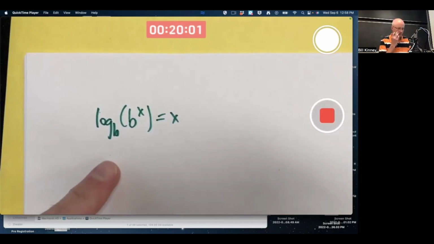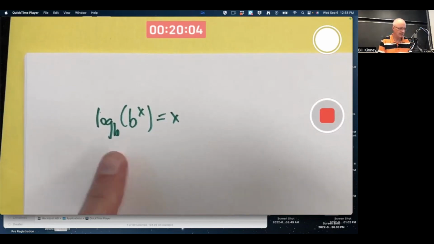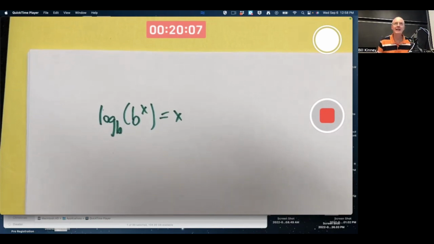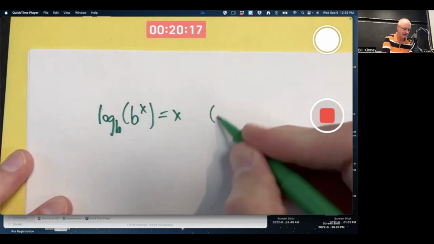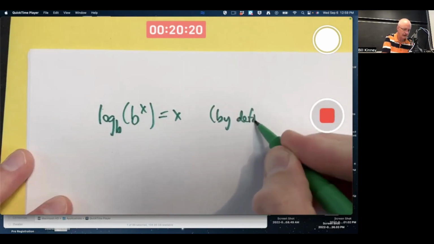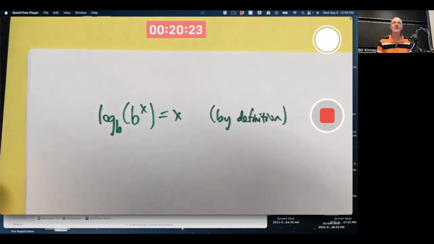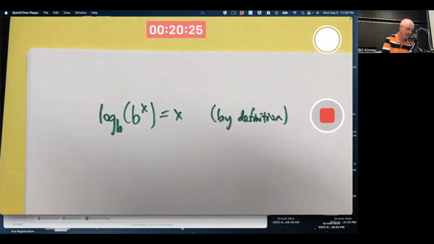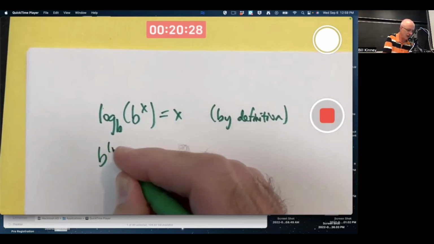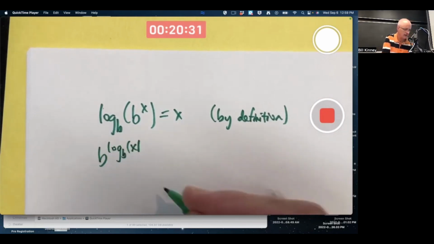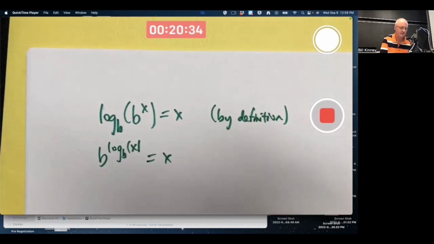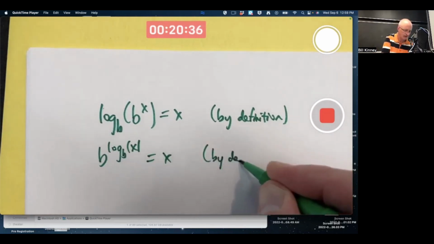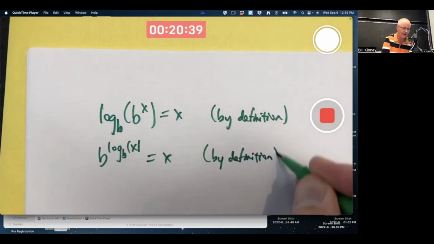Yeah, that's the definition. What number do you need to raise b to get b to the x? X. B to the x is b to the x. It's a self-fulfilling prophecy. This is by definition. Also by definition, if I take b and raise it to the log base b of x power, that also gives me x, by definition. Both of those are true by definition.